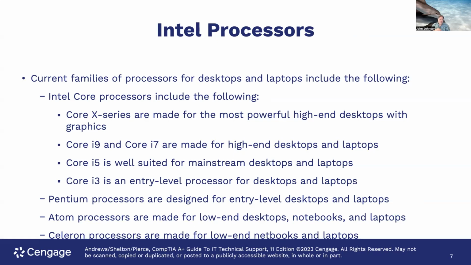So Pentium processors are designed for entry-level desktops and laptops. The Atom processors are made for low-end desktops, notebooks, and laptops. And then you've got the Celeron processors that are made for the low-end netbooks and laptops. I actually have a small, tiny box that has an Atom processor in it, and they really do mean it's made for the low-end desktops.